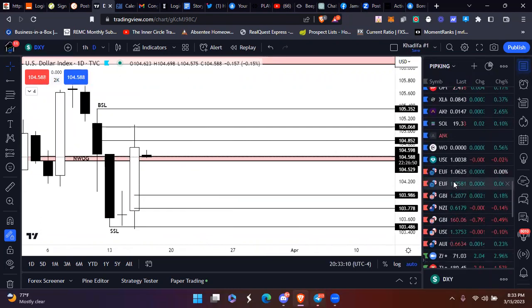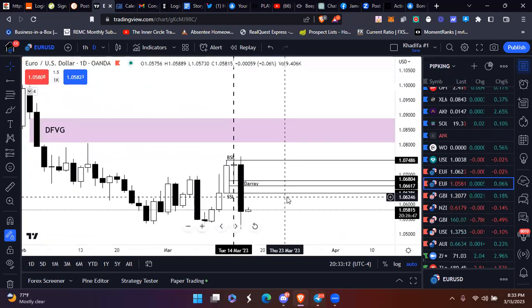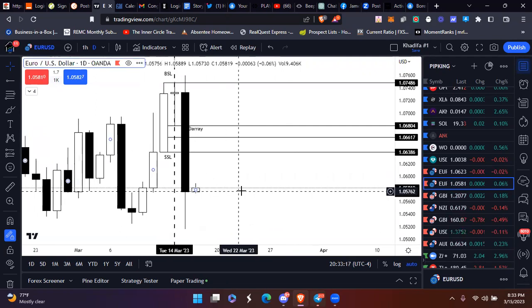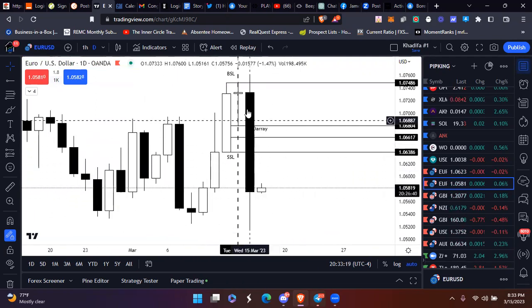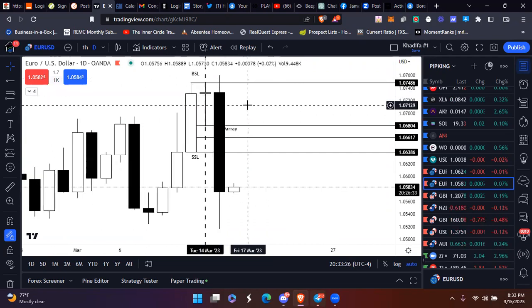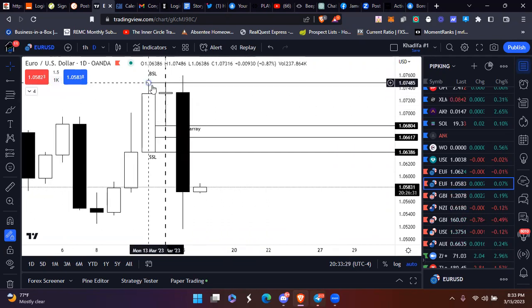So, looking at Euro USD, we see that we had price pull way back below the PD array. We were expecting that if we did not break above the buy side liquidity, right? Remember, opposite of what we were expecting for the dollar. If we didn't close below sell side liquidity on the dollar, remember, we were expecting it to keep going higher.